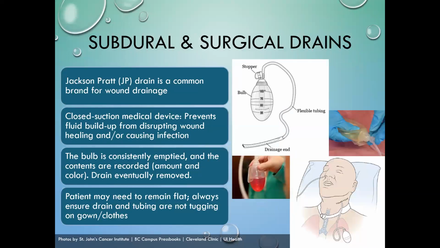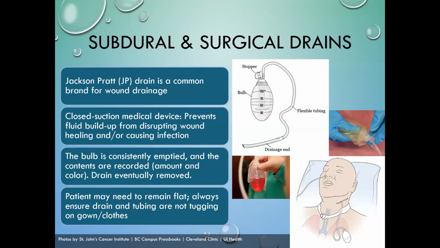So that brings us right along to drains. A Jackson Pratt or a JP drain is a very common brand used for wound drainage. It's a closed suction medical device. So this prevents fluid buildup from disrupting wound healing or causing infection. So there's a tube inserted into the wound or burr hole area, like we just talked about.